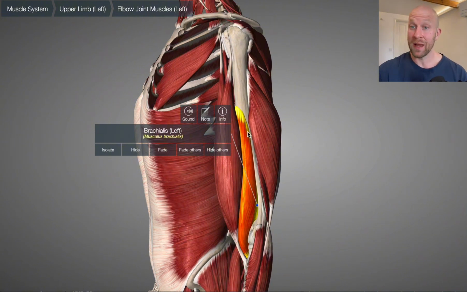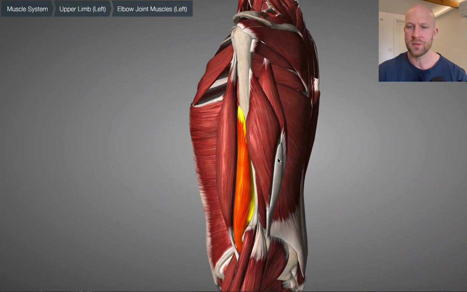Don't forget, if you're trying to build big guns, brachialis sits in between biceps and triceps, and developing that muscle can push them out to the side. So don't forget your hammer curls.